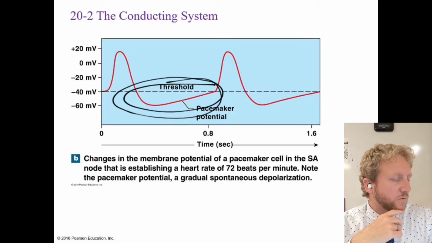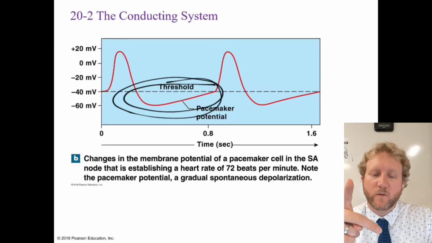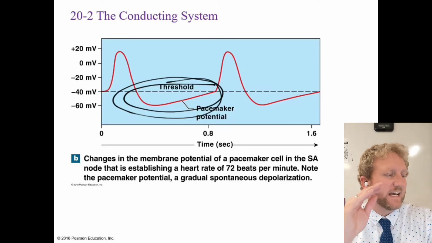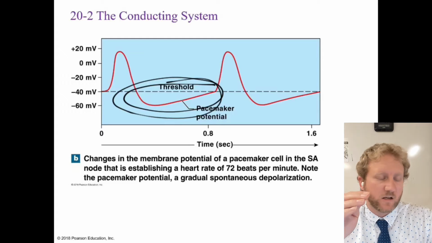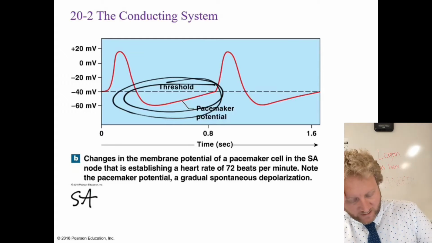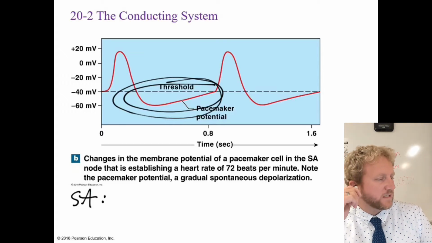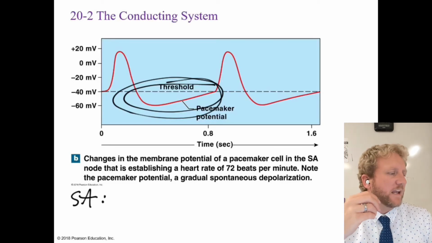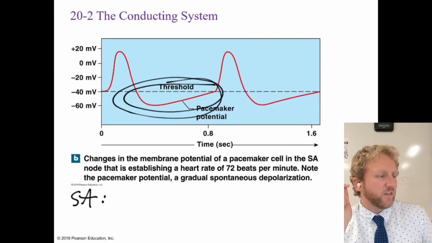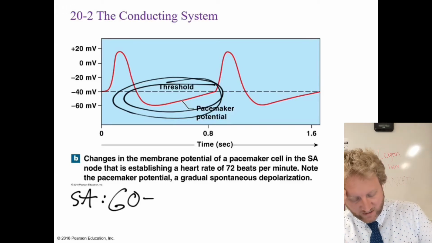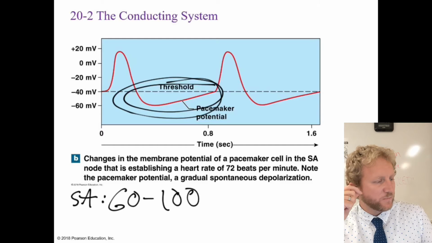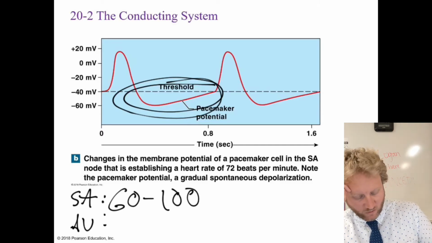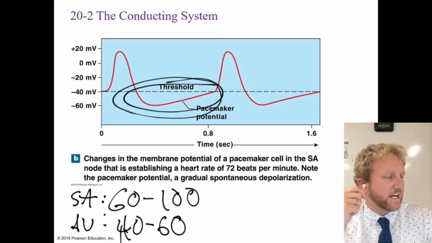The two nodes will actually depolarize at different rates. Your SA node will depolarize, or the rate of spontaneous depolarization, so basically how many action potentials per minute. The SA node is actually faster. It's 60 to 100 action potentials per minute. The AV node is a lot slower, only 40 to 60 action potentials per minute.